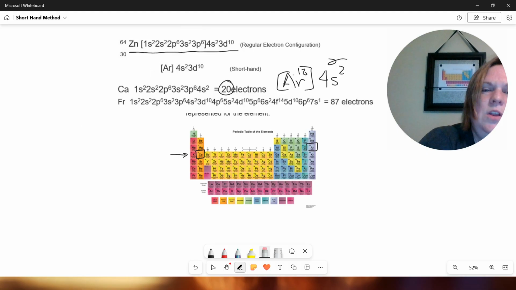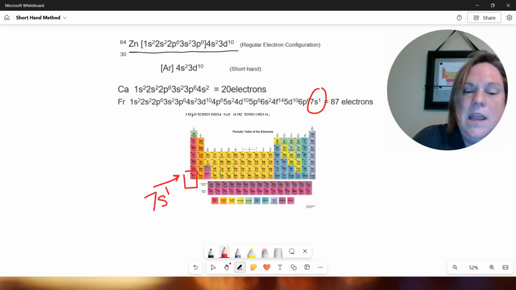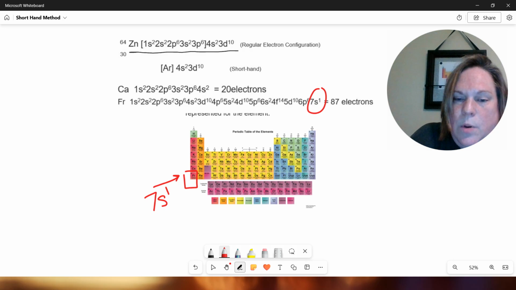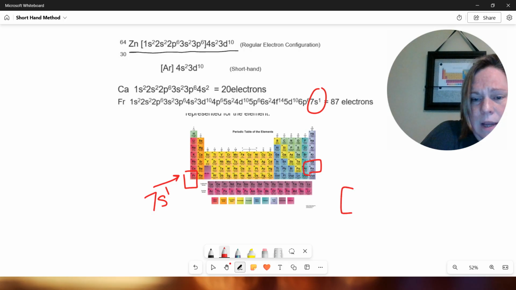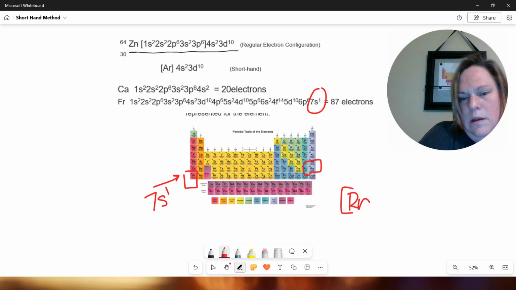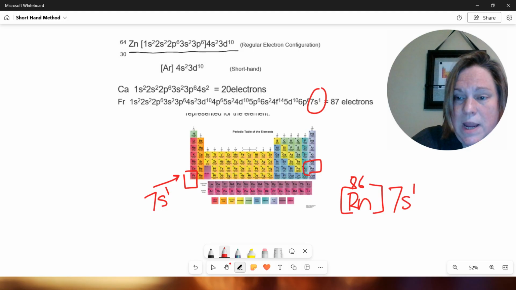Let's look at the next one. It's pretty long. This is francium. Francium is found right there. Okay, we know that's the 7th row, the s1. Okay, so you can see that's the last thing. If I go back to the previous noble gas, I'm going to get radon. And radon represents 86 electrons. So radon is symbolized by this. We're going to represent 86 electrons. I need 87. I pick up on the 7th row, so I'm going to have 7s1. And that's how we do shorthand.